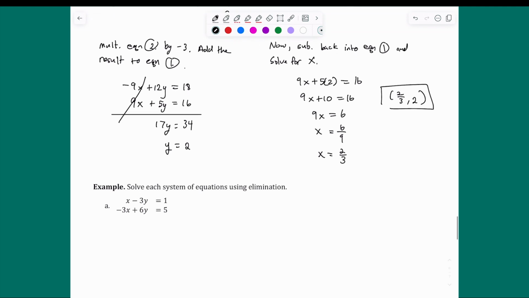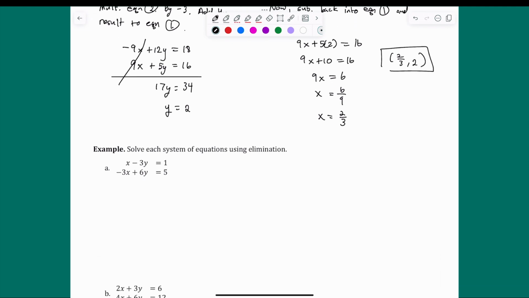All right, solve each system of equations using elimination. Okay, so I'm going to go ahead and try to eliminate, let's say, x, for instance. So I'm going to go ahead and multiply equation 1 by positive 3. And then I'm going to add the result to equation 2.